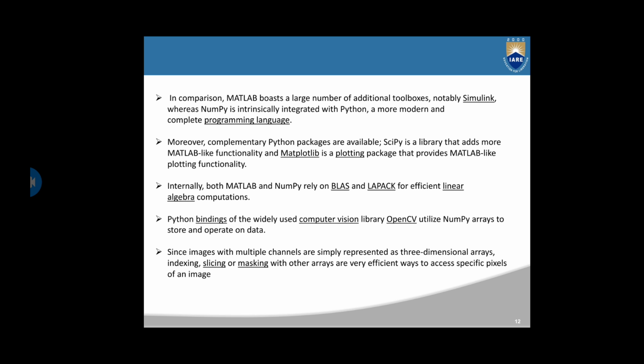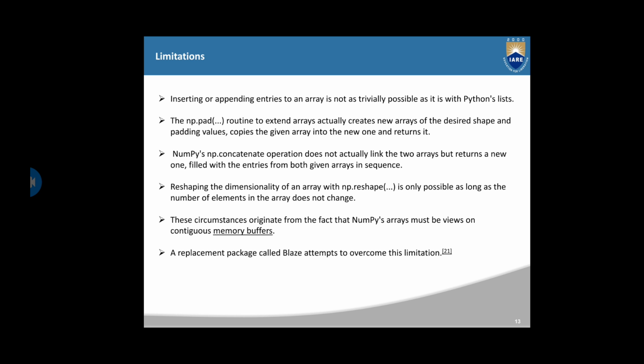Python bindings of a widely used computer vision library, OpenCV, utilize NumPy arrays to store and operate on data. Since images with multiple channels are simply represented as three-dimensional arrays, indexing, slicing, or masking with other arrays are very efficient ways to access specific pixels of an image.